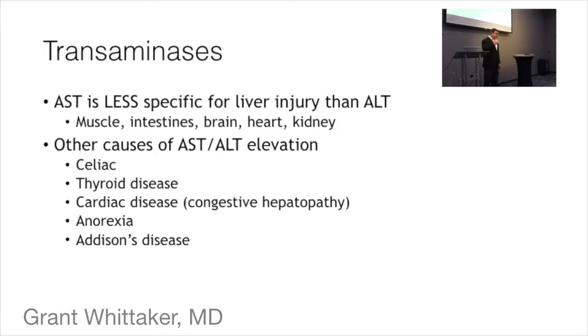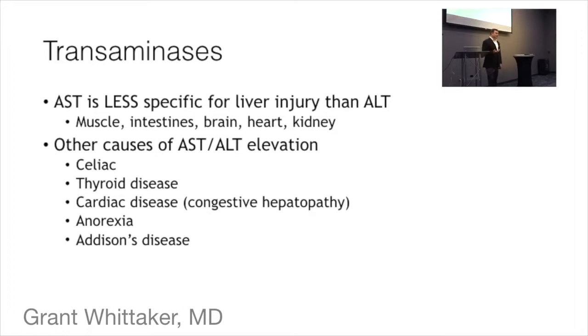AST is less specific to the liver than ALT. Many years ago, AST was even part of the cardiac panel to decide if someone was having an ischemic injury to the heart during a heart attack. And of course, troponins have replaced all that. But AST is released from all kinds of things. So if you see a really high AST and the ALT is normal, you should be thinking that this is not a liver injury. This is coming from somewhere else.